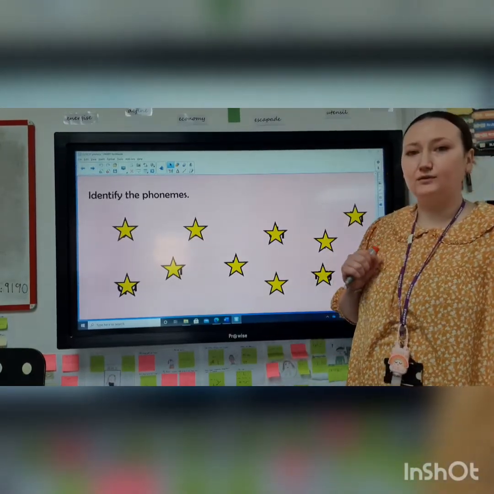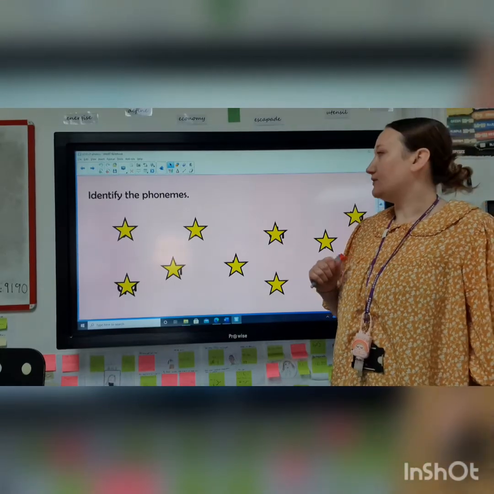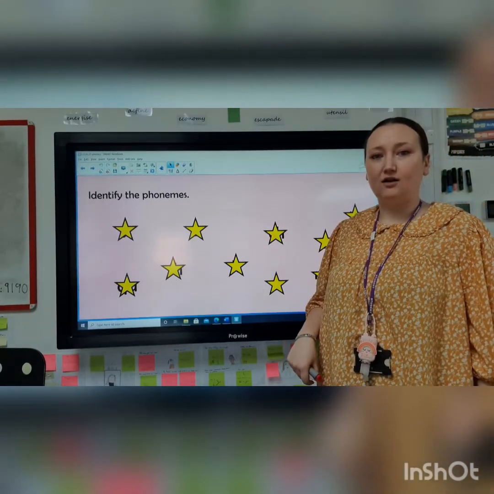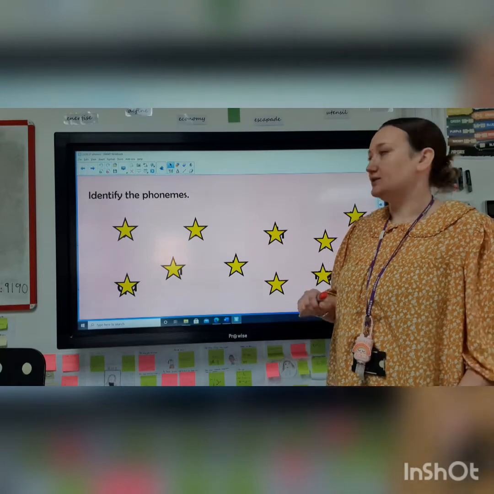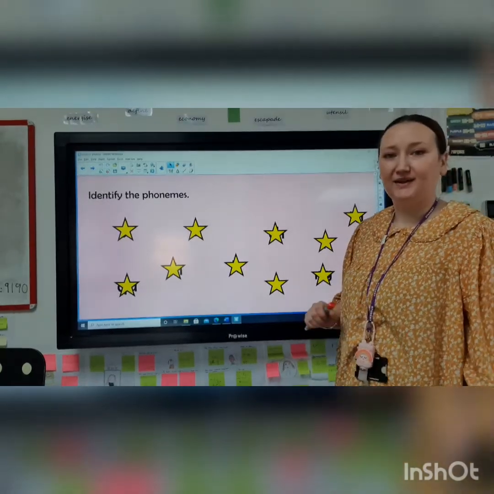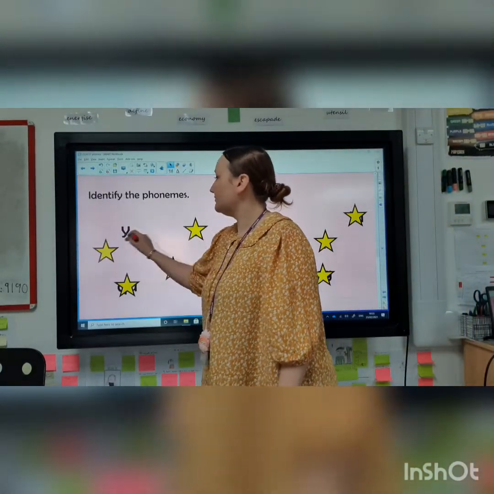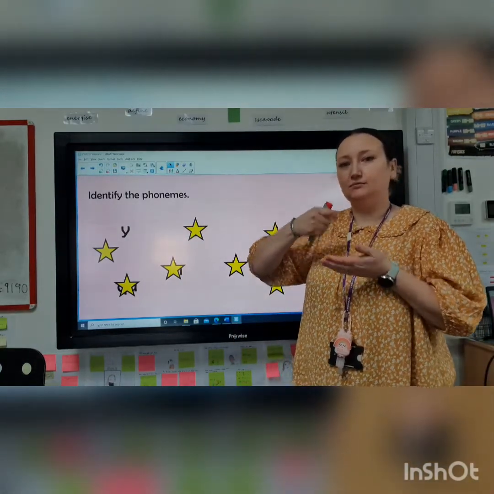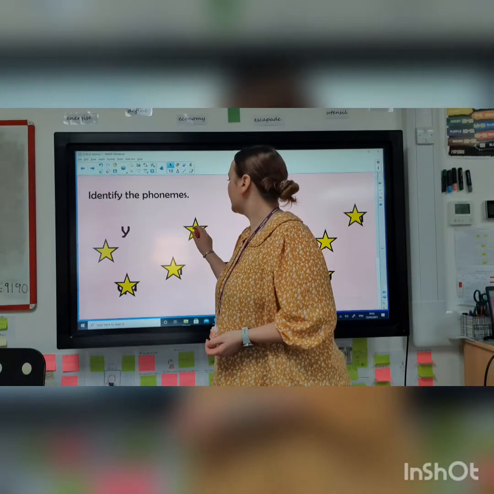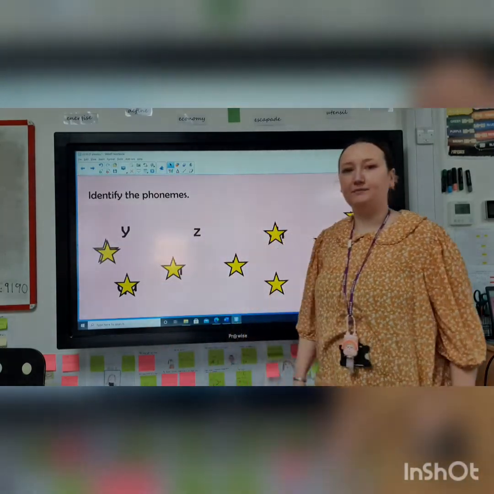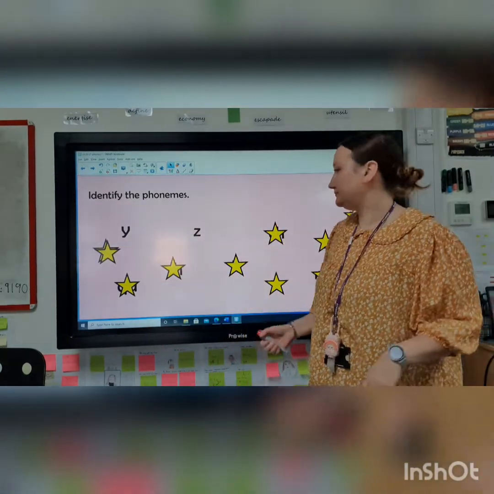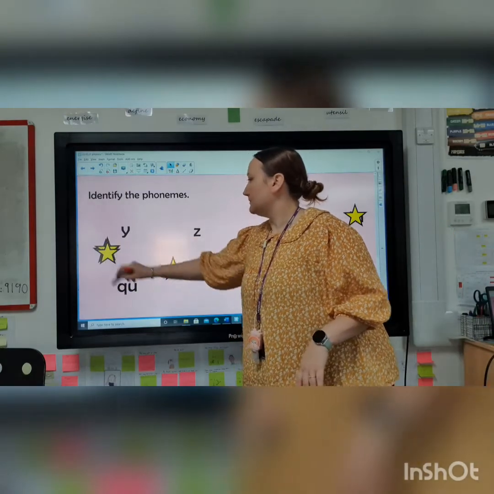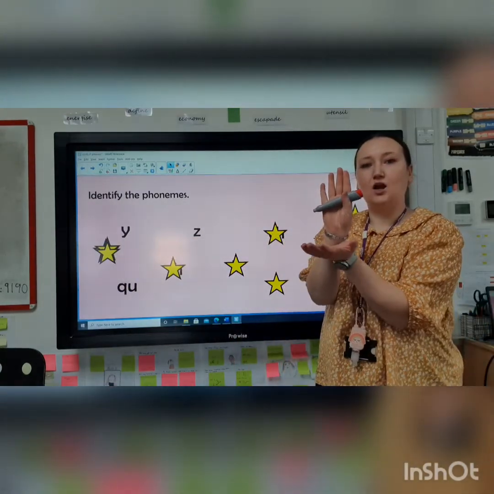So first of all, we're going to identify the phonemes. I'm going to reveal behind the star and I want you to tell me what the phoneme is and do the action that goes with it. Okay? So first of all, this phoneme, it's Y. And this one, Z. This one is Q.